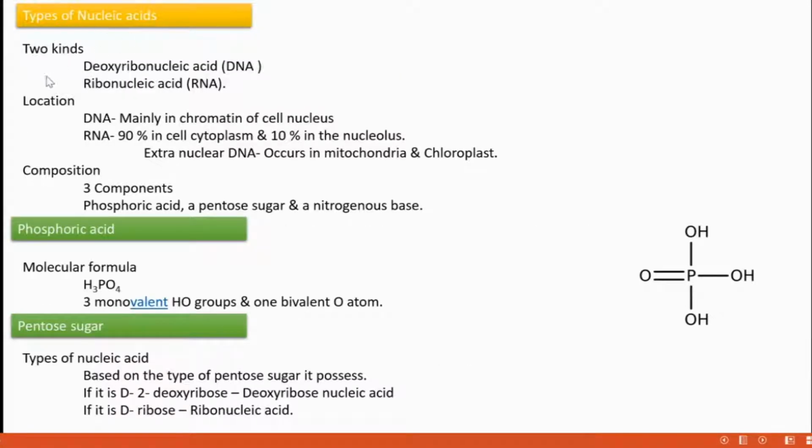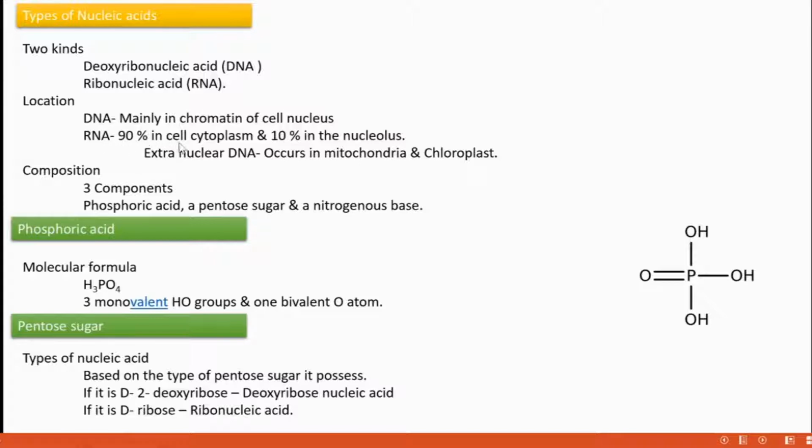Types of nucleic acids. Two types are there. It's very simple; from your lower classes itself you have learned that two types of nucleic acids are there, deoxyribonucleic acid and ribonucleic acid. Location. DNA is mostly present in the chromatin. Chromatin is the extended thread form of the chromosome. In that chromatin exists what? DNA. Then what about RNA?